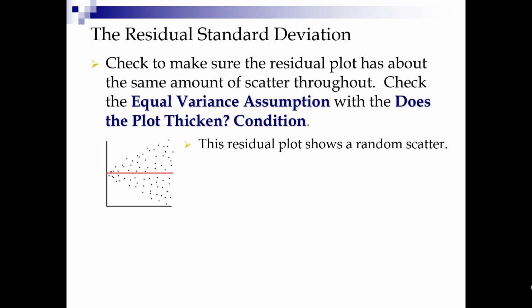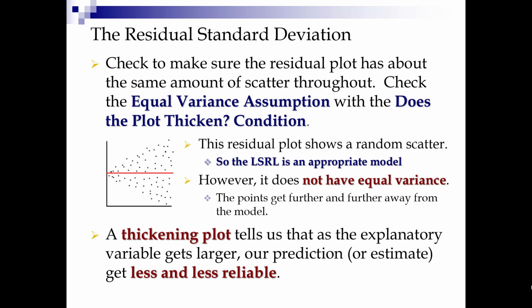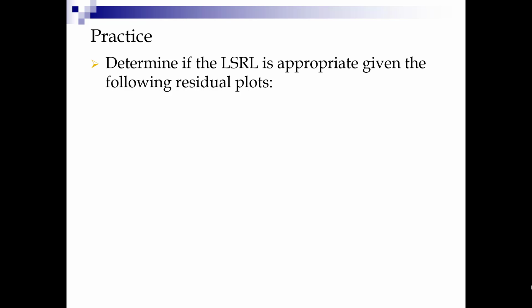The residual plot shows a random scatter, so it does tell us that the data is linear. However, it does not have equal variance. So a thickening plot tells us that as the explanatory variable gets larger, our prediction or our estimate gets less and less reliable. So let's determine if the LSRL is appropriate given the following residual plots.